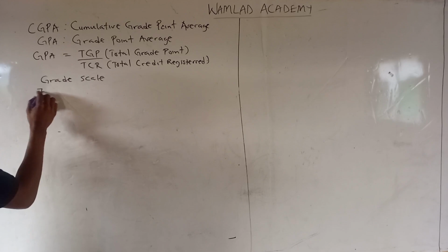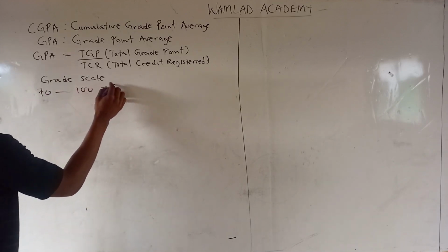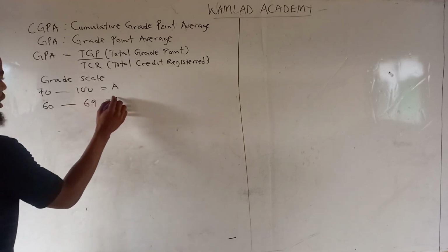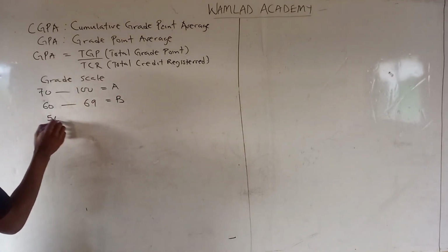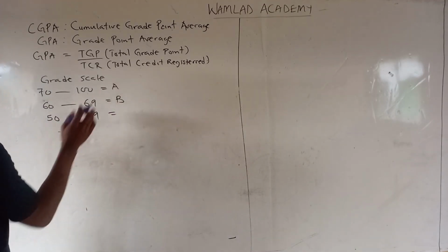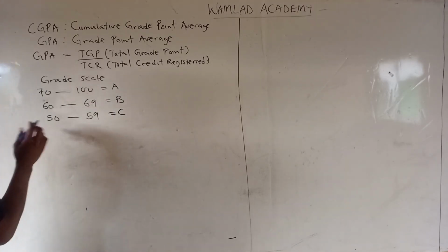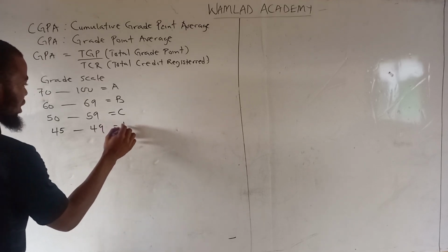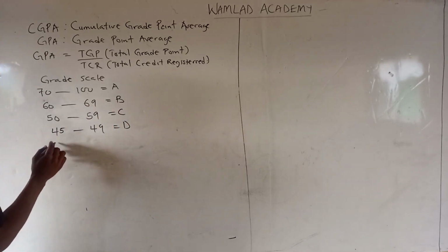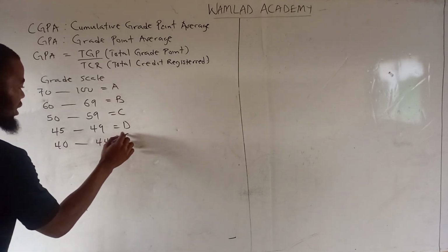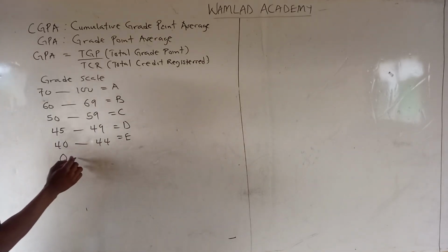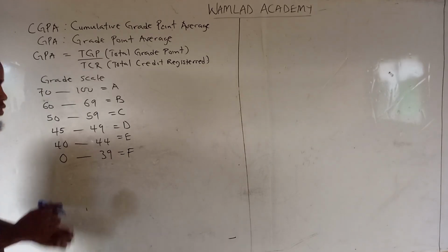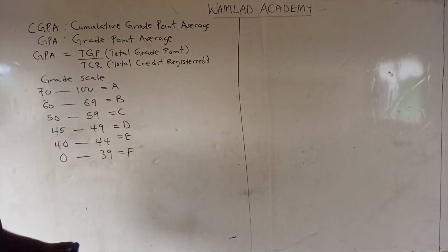If you have anything from 70 to 100, your grade is A. From 60 to 69, your grade is B. From 50 to 59, your grade is C. From 45 to 49, your grade is D. From 40 to 44, your grade is E. From 0 to 39, your grade is F, which is also known as carryover.